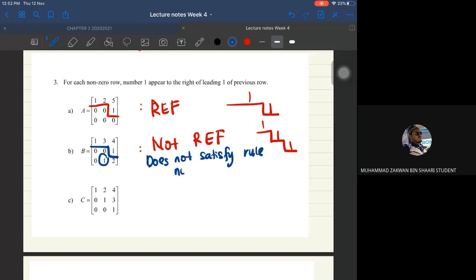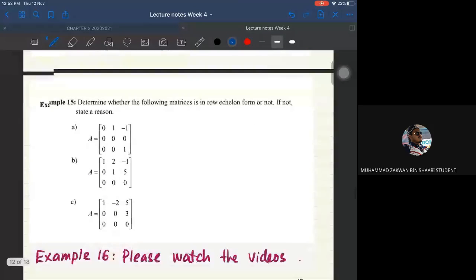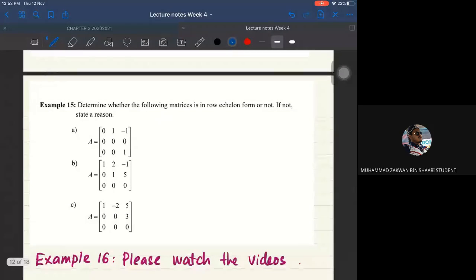So the last one C. So this is REF. Sebab dia memenuhi semua syarat. Dia tak ada kosong, lepas tu nombor pertama dia satu and dia memenuhi syarat yang ketiga. To the right of the previous one. So, 15A. Adakah dia REF ke tak? Awak kena check ketiga-tiga syarat. No. Okay. Not REF. Why?